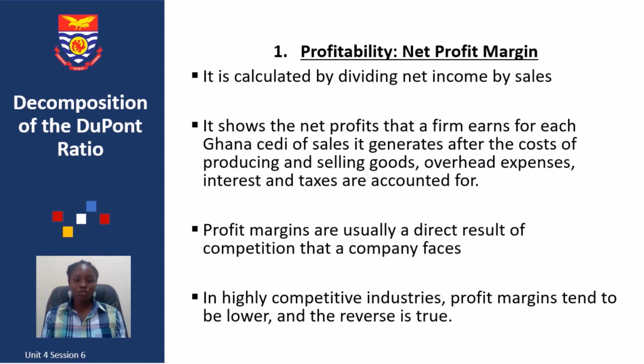So the profit margin is usually a result of competition that the company faces. So in previous sessions, we made mention that the company can enjoy comparative advantage or competitive advantage. And with respect to the competitive advantage, Michael Porter listed five forces, including the threat of new entrants, bargaining power of suppliers, bargaining power of buyers, and all that. So you want to know that in a highly competitive industry, the profit margin may be lower, and in industries where the competition is low, you'd have firms enjoying very high profits.